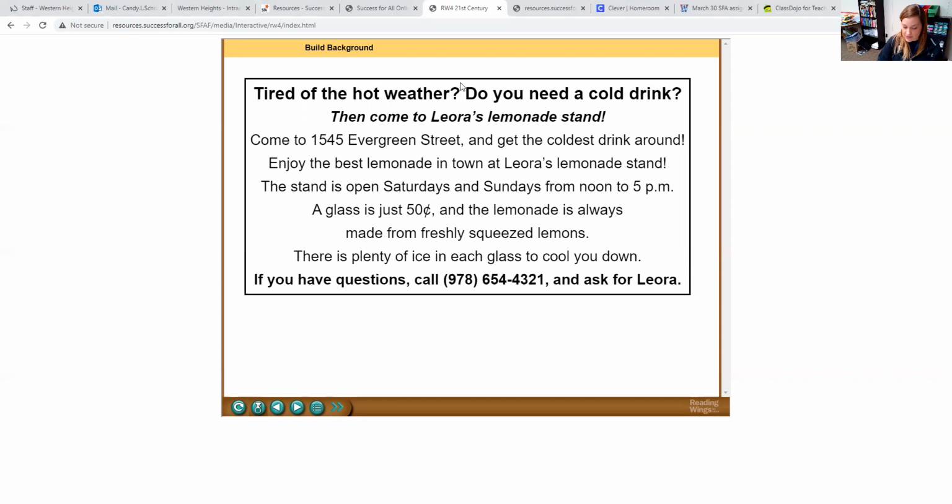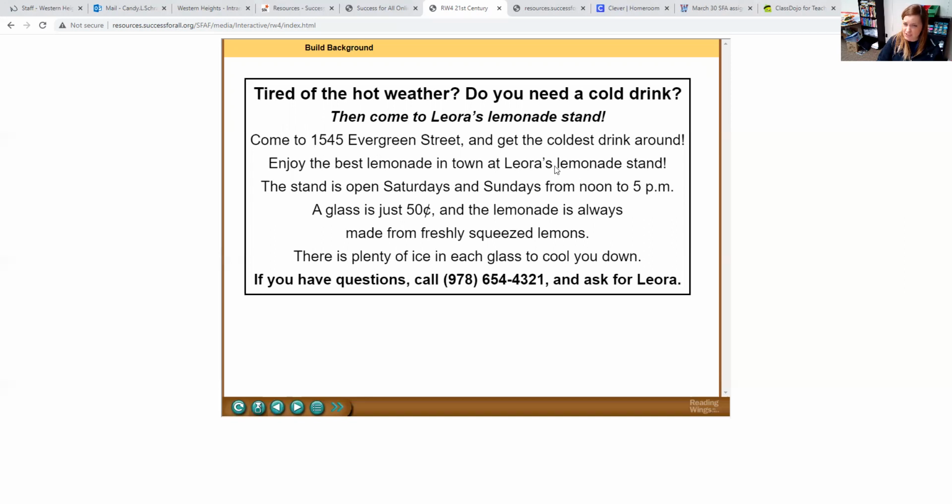So there's also other parts of the advertisements too. The words that make it up are called a copy. The copy of this advertisement includes certain information. So it says, come to 1545 Evergreen Street to get the coldest drink around. Enjoy the best lemonade in town at Leora's Lemonade Stand. The stand is open Saturdays and Sundays from noon to 5 p.m. Notice that they said what time and where.